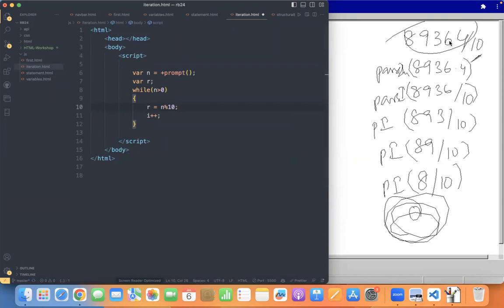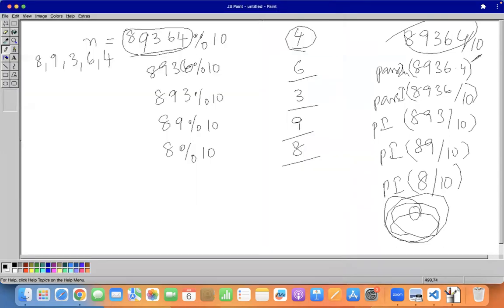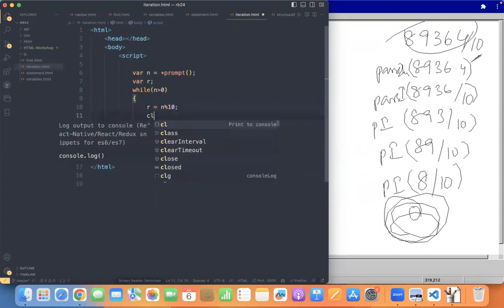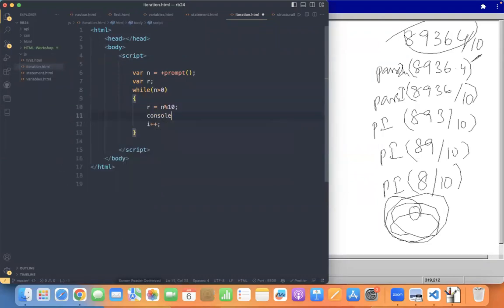So if the number is 8934, what do we get in the R? First time, what do we get in the R? 4. Hey, come on. If this is the number, when I perform this modulus operation, what is the R I am going to get? 4. Then I'll print it. So first it will print 4.